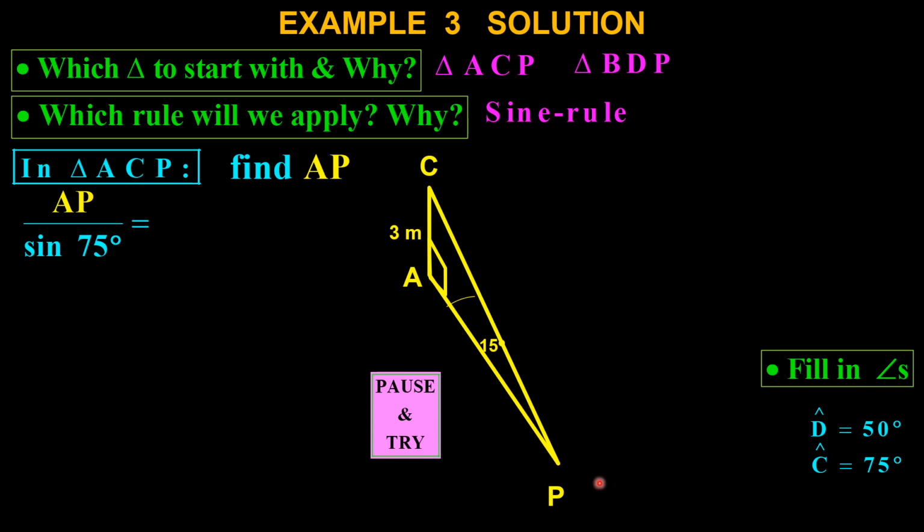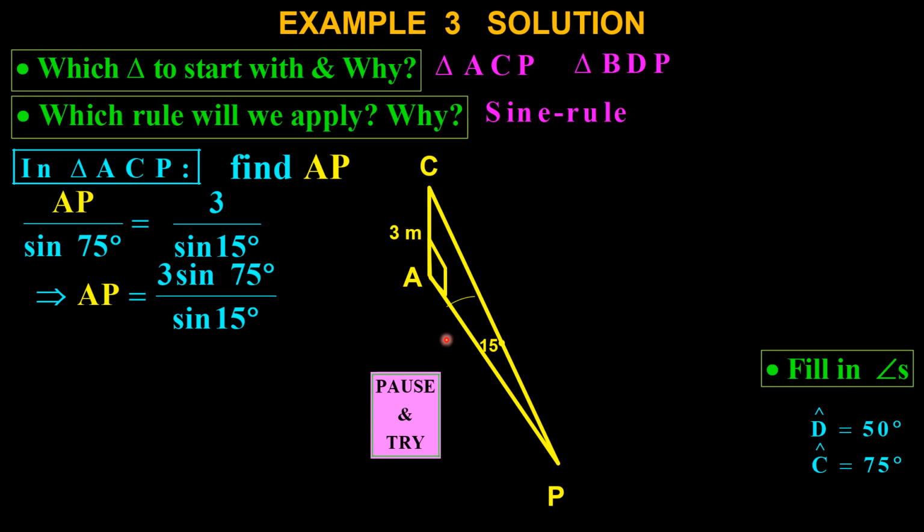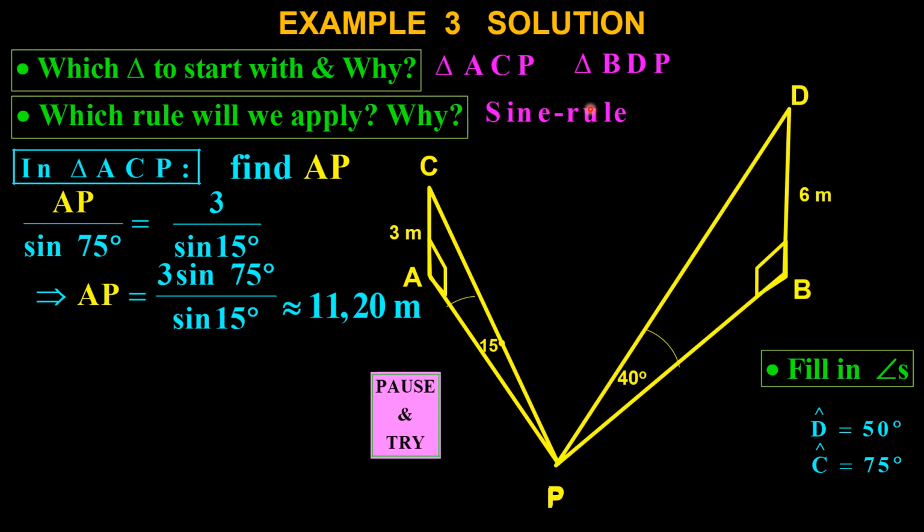So I have AP, and AP goes with that angle that we had there, 75 degrees. And then we have the 3 that goes with the 15 degrees. So instead of dividing by sine 75, we multiply by sine 75. And now calculator work: 11,21. So there I've got 11,21.